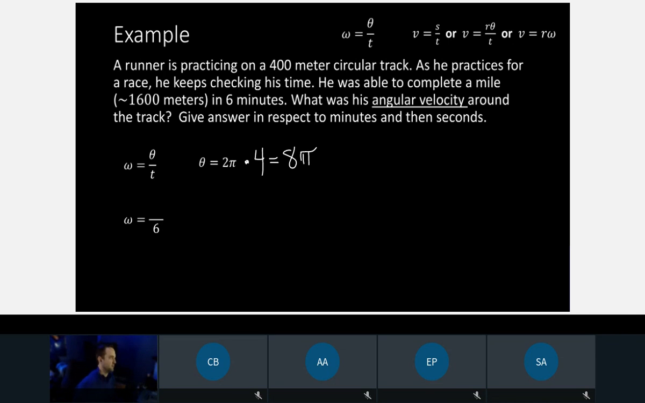All right. So we're going to have 8 pi. Then 8 over 6 reduces down to 4/3. So angular velocity is 4 pi over 3. And this is radians. I'll just put radians per.